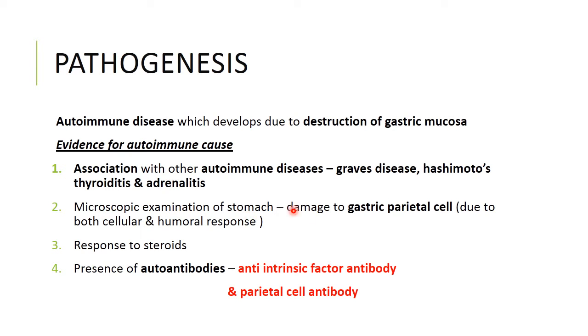With respect to microscopic examination of the stomach, this also shows damage to the gastric parietal cells due to both cellular and humoral response. That is direct cell damage as well as humoral response, meaning by producing antibodies. Also there is response to steroids in this state, and there is presence of autoantibodies. The autoantibodies produced in pernicious anemia are called anti-intrinsic factor antibody as well as parietal cell antibodies, very important antibodies. Against the intrinsic factor antibodies are produced, and against the parietal cell which produces the intrinsic factor, antibodies are also produced.